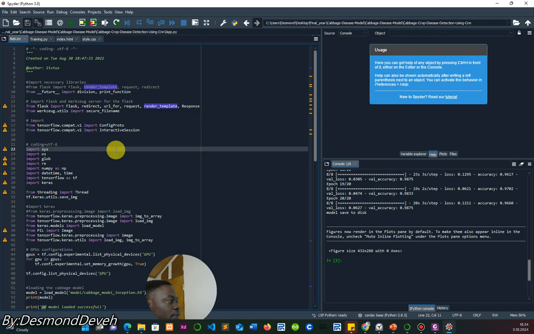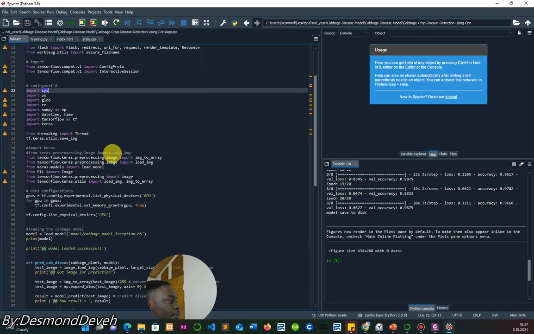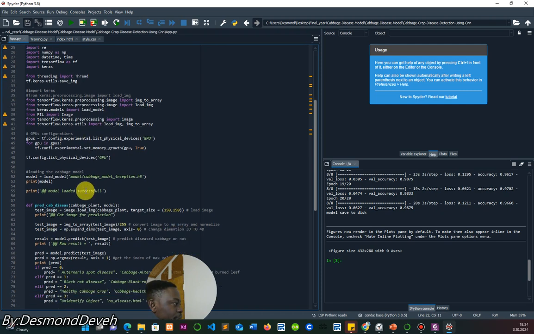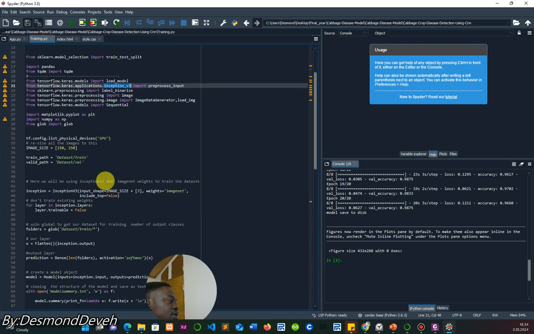Okay, so I'm going to run the app. So this is where the model will be saved, because I saved the model after running it. So here you can see when the training was done, it has to be saved to disk. So when it's saved, this is where it is going to be saved to the directory: model / cabbage_model_inception.h5. That is it. So when you come to the training, you have to find that it has to be saved.